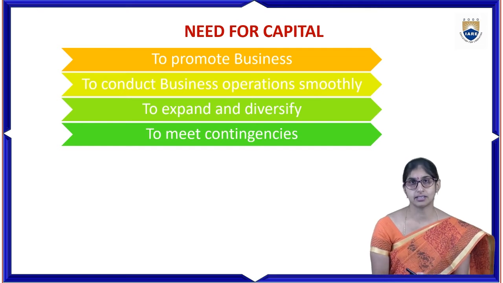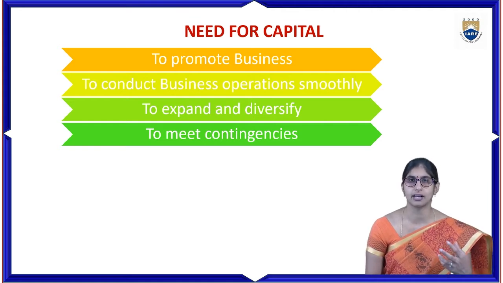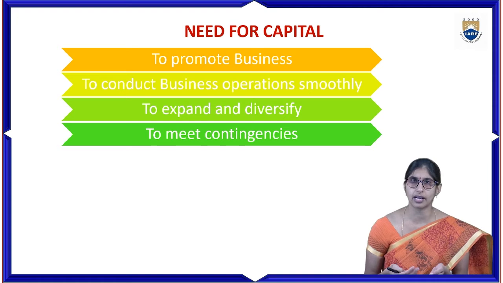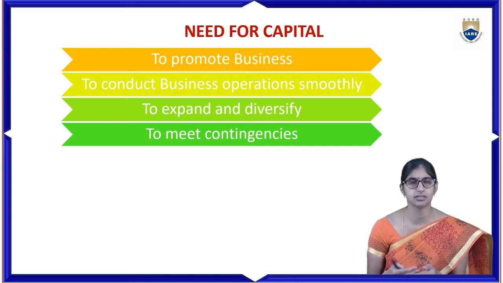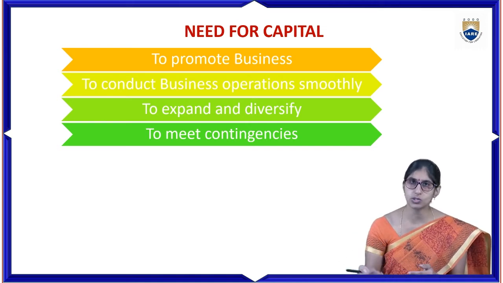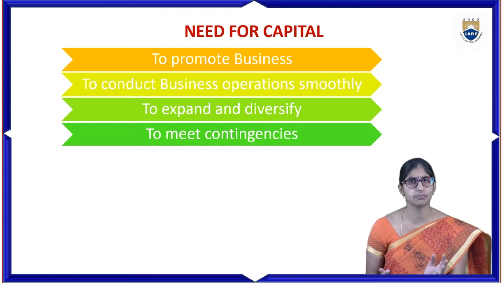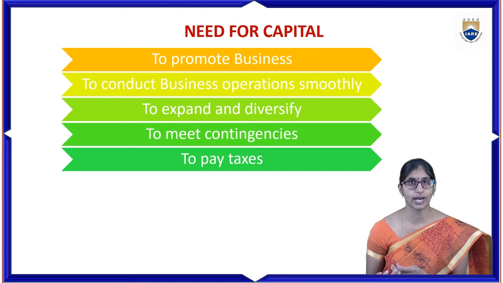And to meet contingencies also, we require capital for unforeseen situations. Sometimes, nowadays, we are facing a pandemic, right? When we are facing a pandemic, the owner of the business has to pay salaries or wages to their employees or laborers who are working under his umbrella, right? Then only those families can survive in a better way. So this is a contingency where the owner of the business should come forward and pay the salaries. But from where is he going to get money? From the capital only. So to meet that contingency also, he requires capital, right?